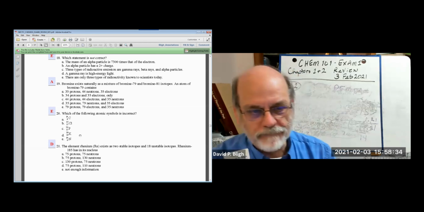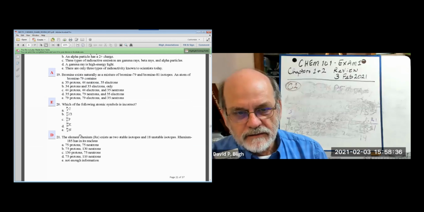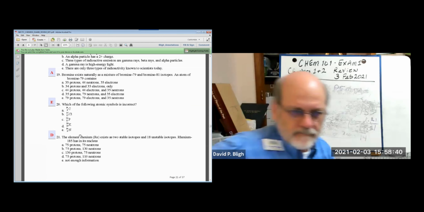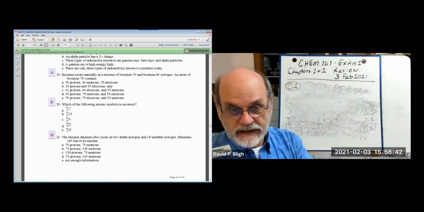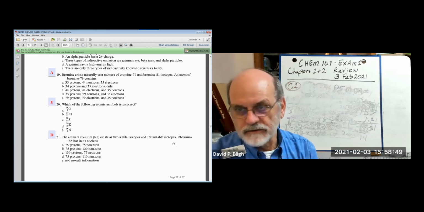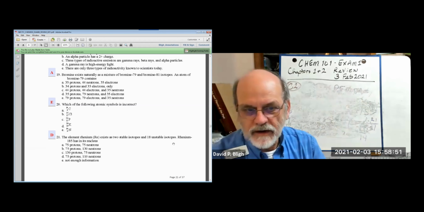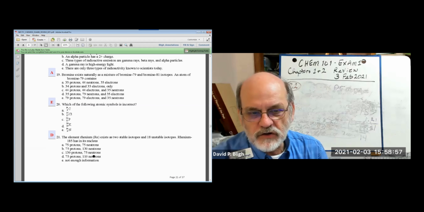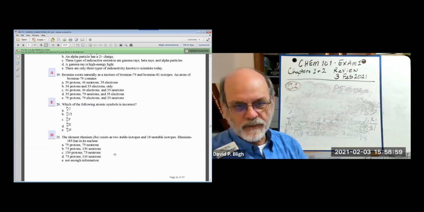How about 21? The element rhenium. Now, you didn't have to memorize that one, but this is true. Rhenium, Re, exists as 2 stable isotopes and 18 unstable isotopes. Rhenium-185 has in its nucleus protons and neutrons. How many of each?